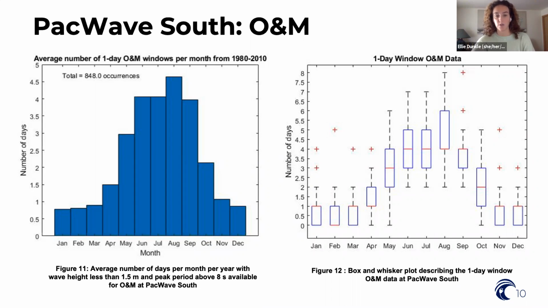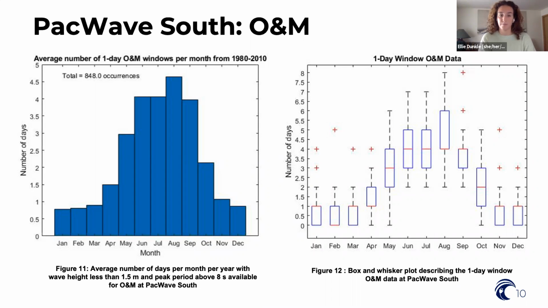Figure 11 shows the total average amount of days allowable for one-day O&M windows, and 848 of these were seen throughout the time period. Figure 12 is a box plot, which allows us to get a more comprehensive look at the data indicating the satisfactory sea state occurrences, and we see that the maximum amount of days per year for O&M in the summer months ranges from 6 to 8, with minimums of at least 2 days per year.